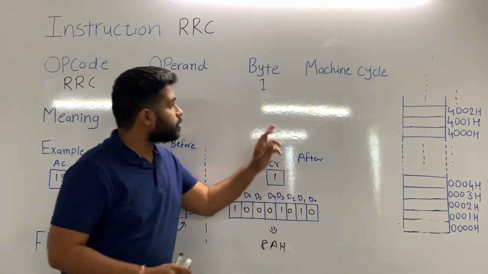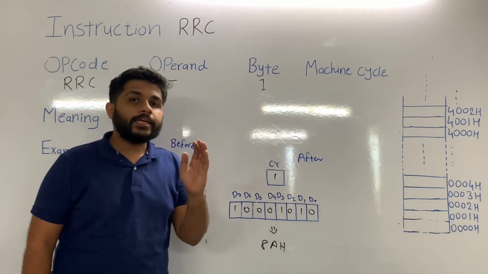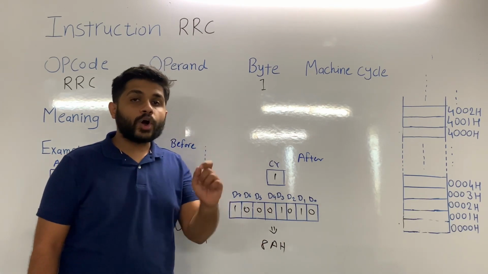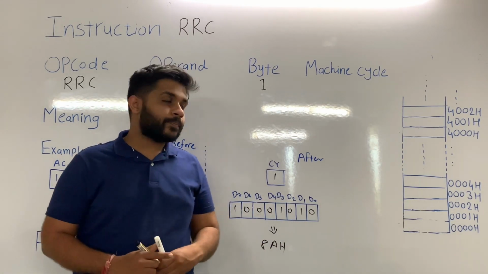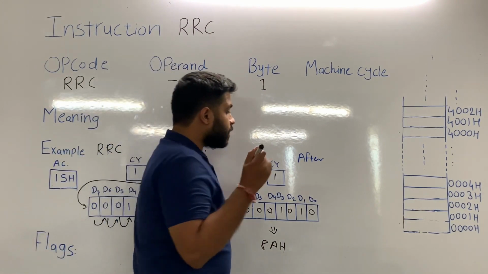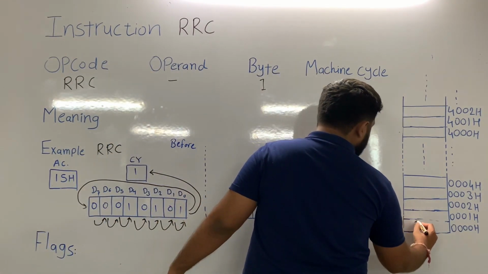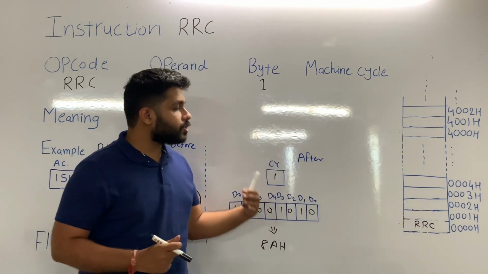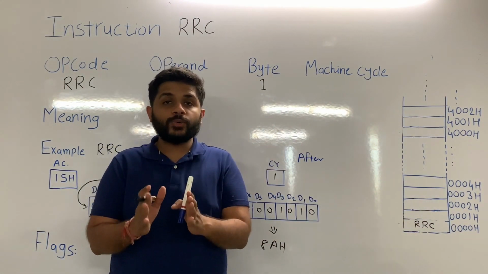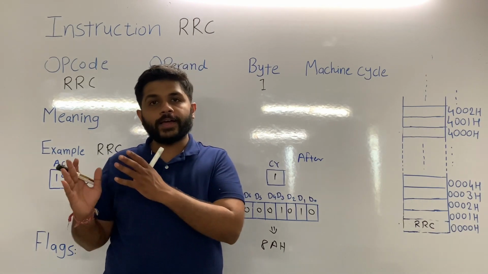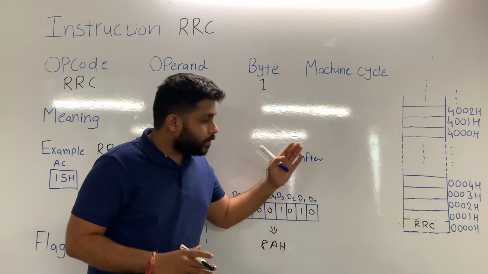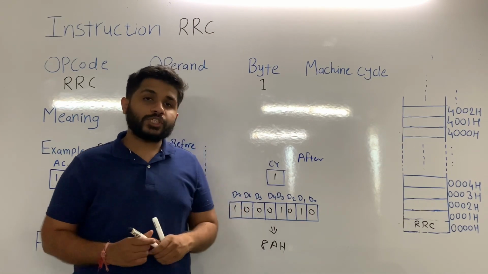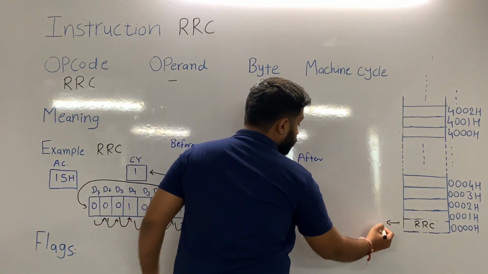As this instruction is of only 1 byte, it means when this instruction is stored in the memory, it will occupy only one memory location. So let's put this instruction in the memory. Only one location will be occupied. Now when this instruction is stored in the memory, the processor will start doing its work, that is to fetch, decode and execute. To fetch this instruction, the microprocessor will perform the first machine cycle, that is opcode fetch.